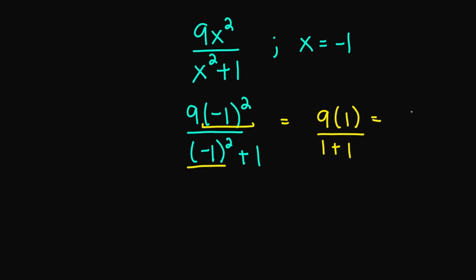So we have 9 over 2, because 9 times 1, that's going to give us a 9. And then 1 plus 1 is going to give us a 2. So your final answer is 9 over 2.